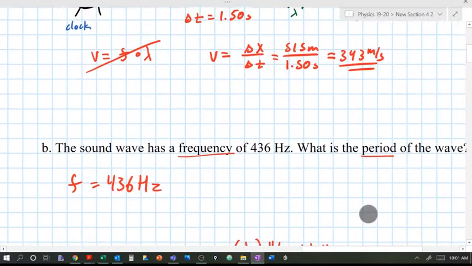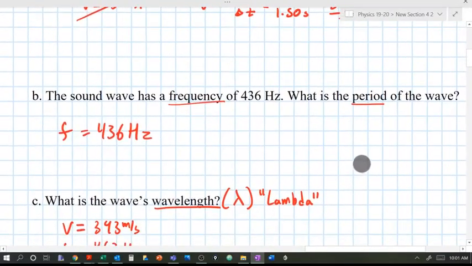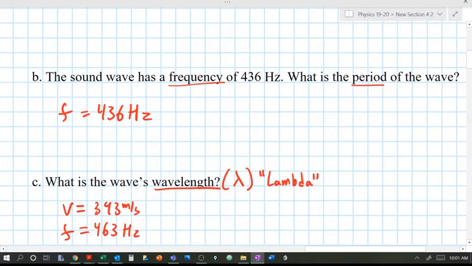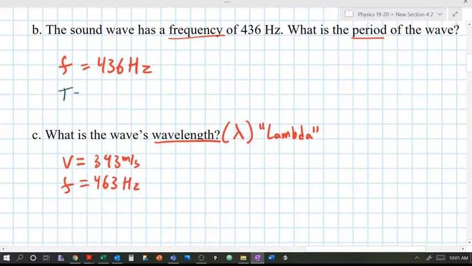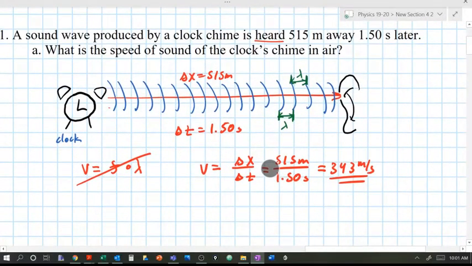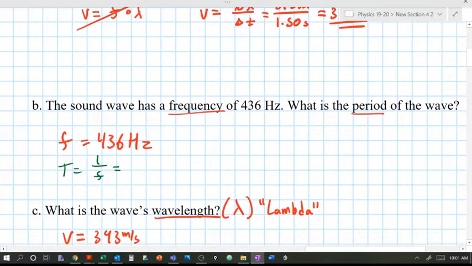Now they give us the frequency of this wave, and they want to know the period. Period is simply 1 over the frequency. Frequency tells us how many of these pulses are sent out each second, and period tells us the time in between from one pulse to another. So how long does it take between the first and second pulse, the second and third pulse, and so on. So 436 pulses are sent every second. How many seconds does it take to send one pulse?